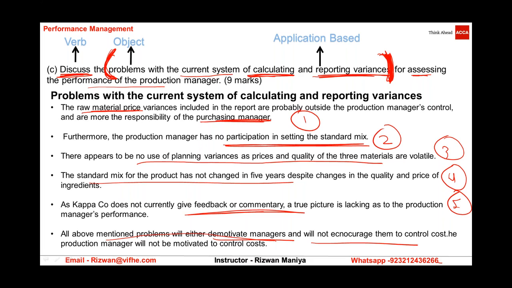So see, everything has been extracted from the scenario. This is what I want you to learn. Link with the scenario. This is application based. If you are writing about the performance of the manager, like favorable variance or adverse variance, you are wasting your time because this is not that question. Yes, I do agree, very commonly the examiner asks about performance assessment, but this is not the question. Yes, 9 marks are enough.